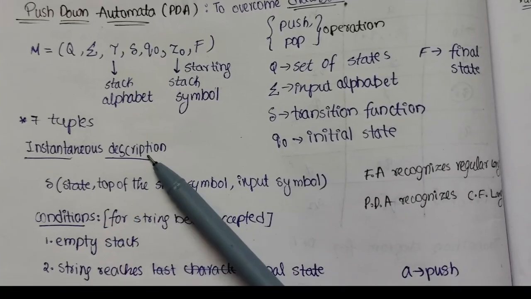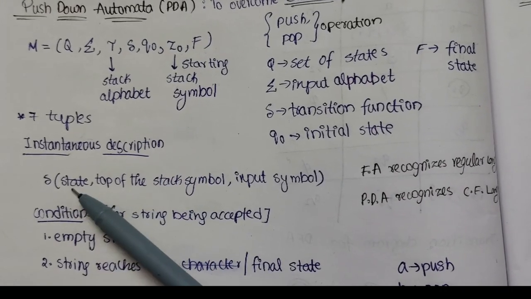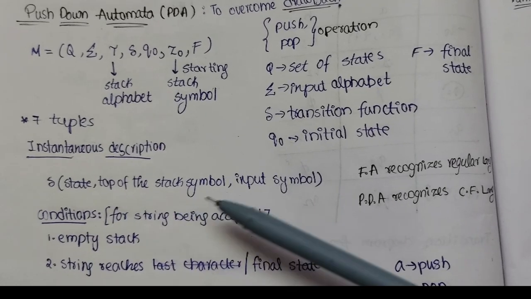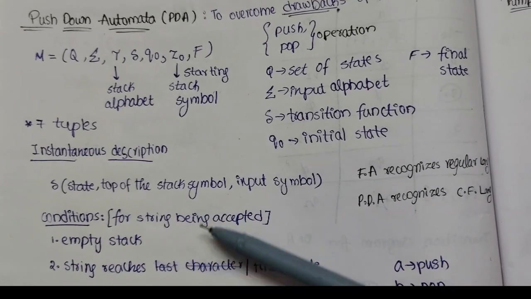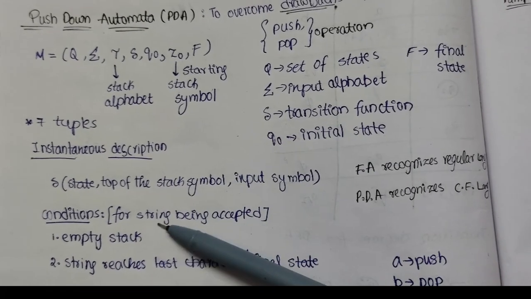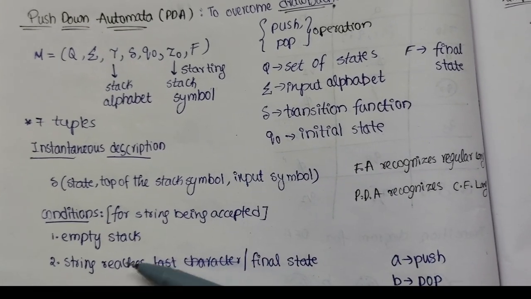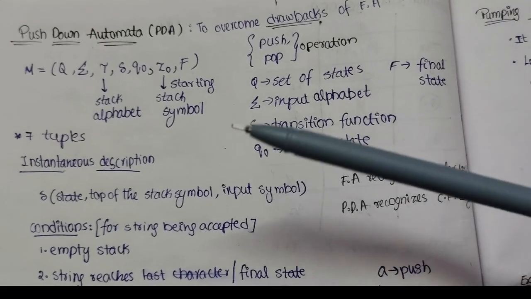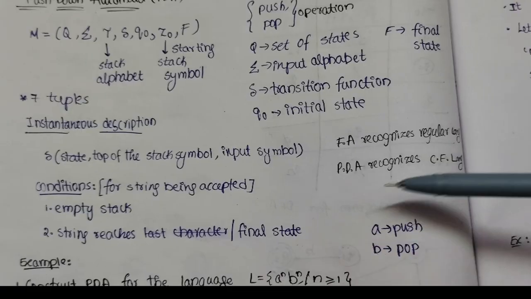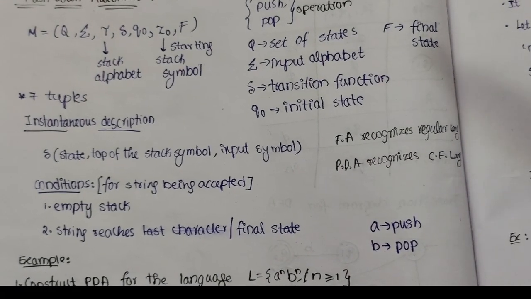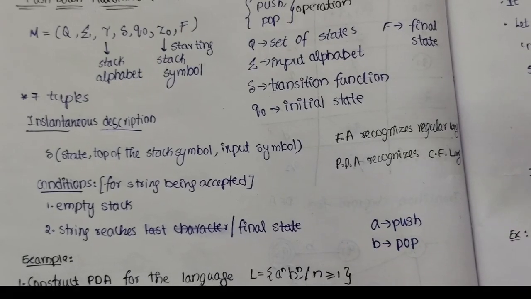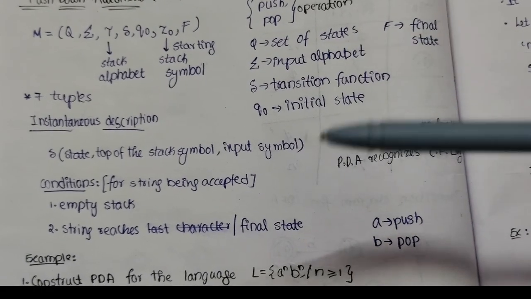So the instantaneous description, what does it have? Transition function of state, top of the stack symbol, input symbol. We have two conditions for a string to be accepted in a PDA: the stack should become empty, and the string reaches the final state. Also, take an example like a^n b^n. The stack has only two operations, right? One is push and another is pop. A means push and B means pop. We'll be popping the character A.